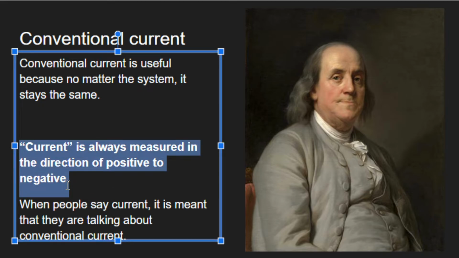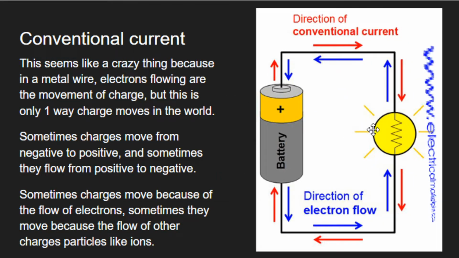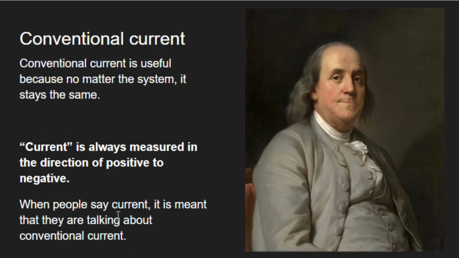So again, I'm reiterating, current is always measured in the direction of positive to negative. And when we just say current, we mean conventional current. You can talk about the electron flow or the electron current, that's fine. But if somebody just says current, generally they're going to mean conventional current.